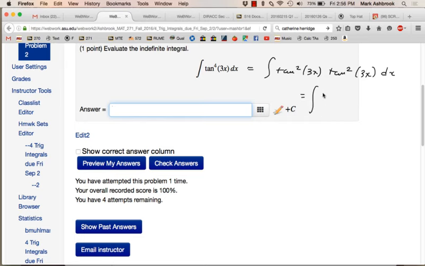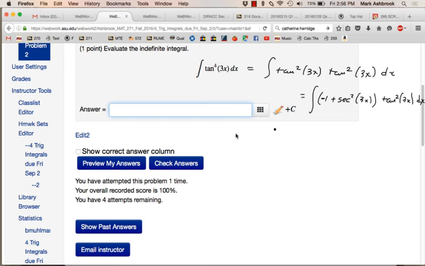And so, is tangent squared 1 minus secant squared? Is that right? Plus? Plus. Okay. Is it different than this? Is this right? That's right. It should be negative 1 plus secant squared. Secant squared minus 1? Okay.